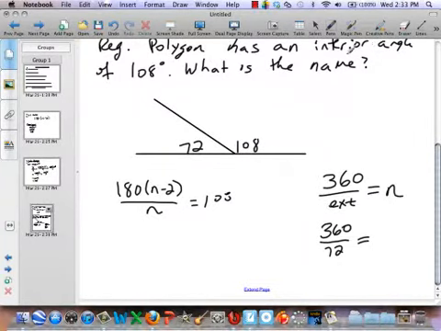With an interior angle of 108, so therefore, if the exterior is 72, we actually get 5 sides. So if it has 5 sides, what's the name of the polygon? Pentagon. All right, guys, that's it.